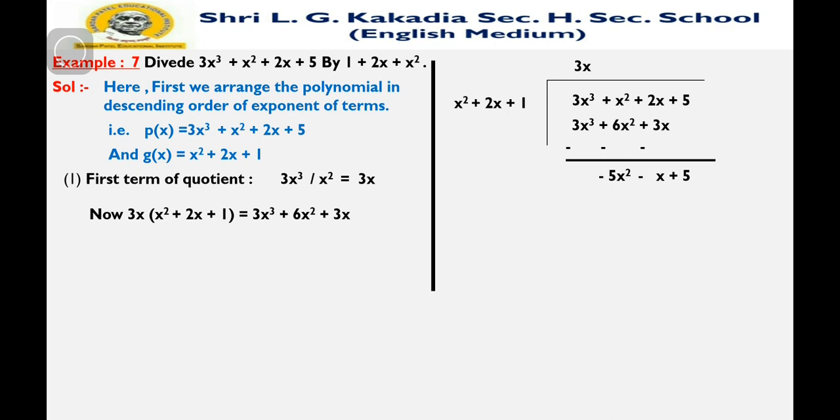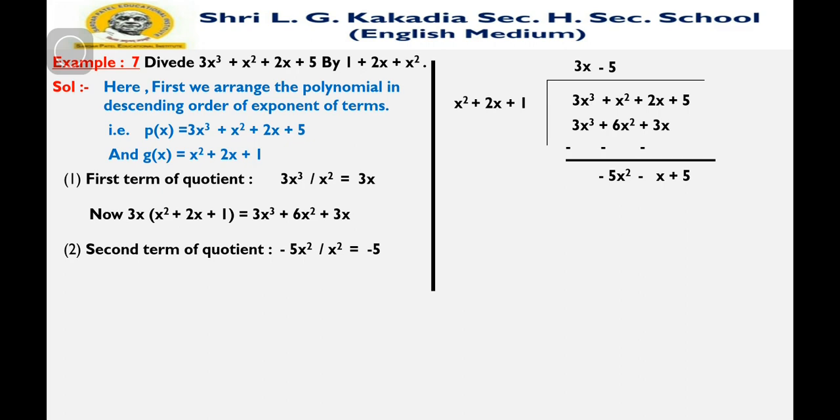Let us again note that the degree of the remainder and the degree of the divisor are the same, so we can proceed ahead. So let's go for the next term, that is the second term of the quotient. We divide minus 5x square by x square and we get minus 5, as x square is cancelled and minus 5 is remaining. So minus 5 is the second term of the quotient, so we put it in the quotient.